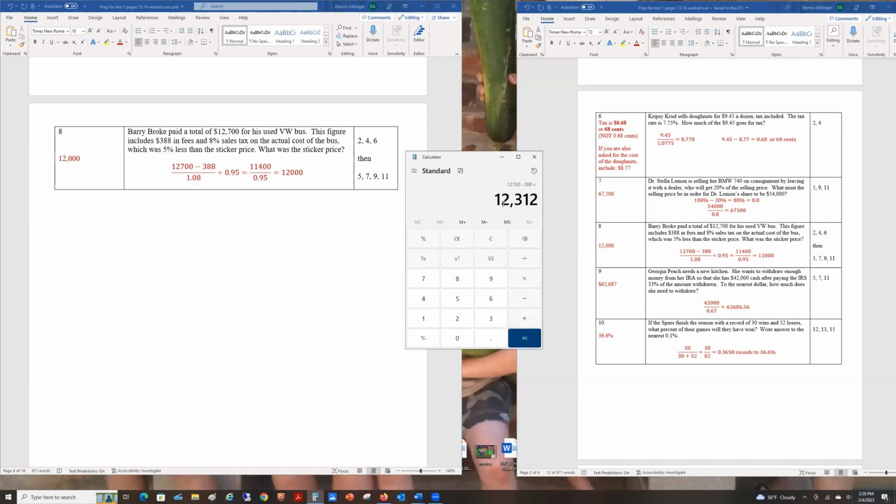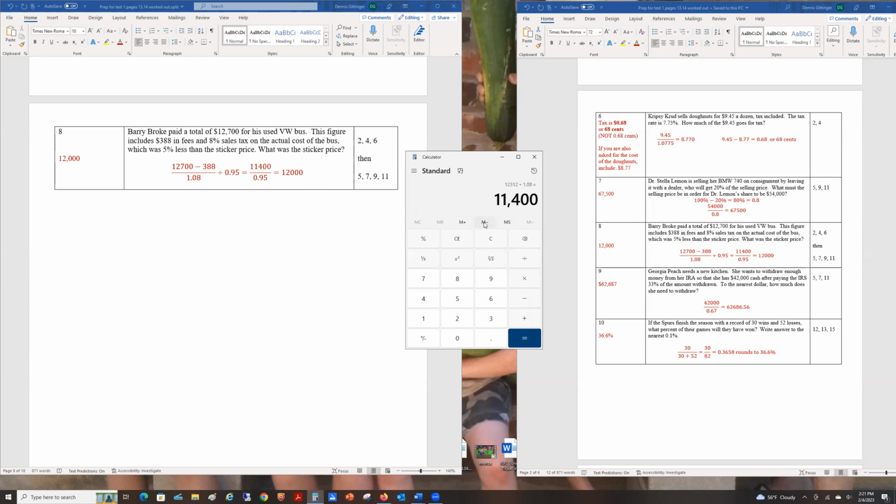And then this number has tax included of 8%. That means that this number, 12,312, is some number plus 8% of that number. So this is 108% of some number. So I divide it by 108%, change to a decimal. And that gives me 11,400. Okay, that is sale price, which means it's not the sticker price.